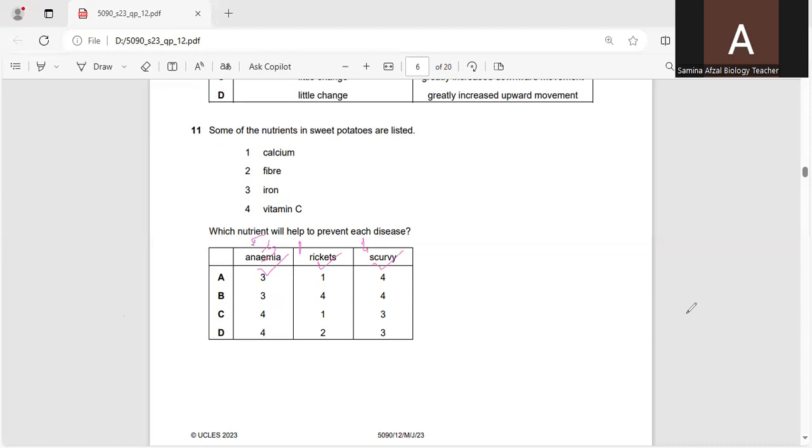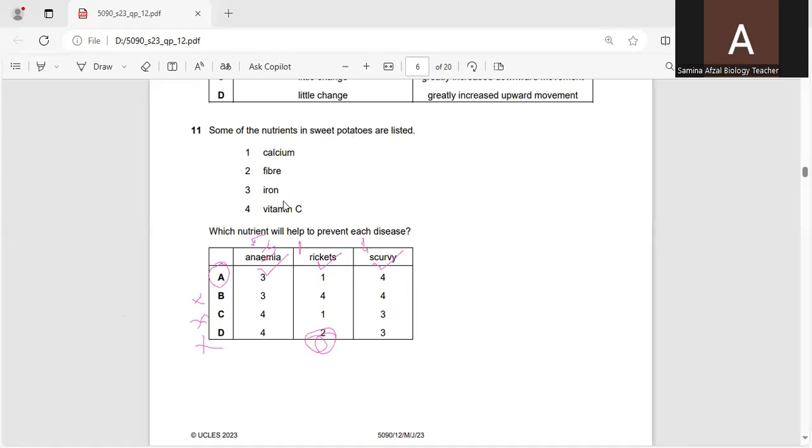Yes, A, no doubt. A is the correct option. B, C, and D are not correct options. They have made use of 2, but fiber is not needed for any of these diseases. So I would like to say that A is the correct option.